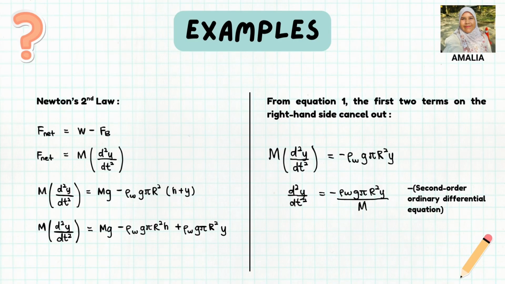And then we can expand this equation, and then we got m d²y over dt² equals mg minus ρw g π r² h minus ρw g π r² y. So from equation 1 that we got before, the first two terms on the right hand side cancel out. So we're left with m d²y over dt² equals negative ρw g π r² y. And then rearrange to get d²y over dt² equals negative ρw g π r² y over m. So this one is also a second order ordinary differential equation, just like example 1. So that's all for the examples.